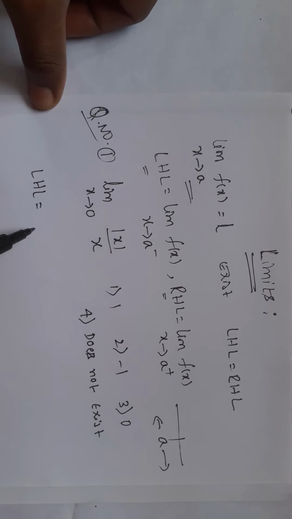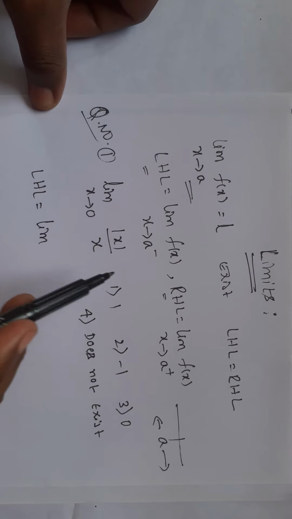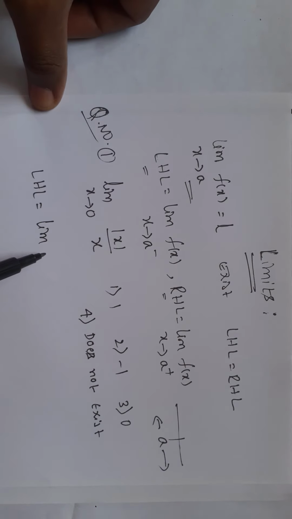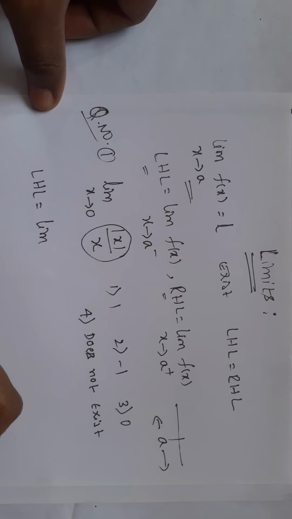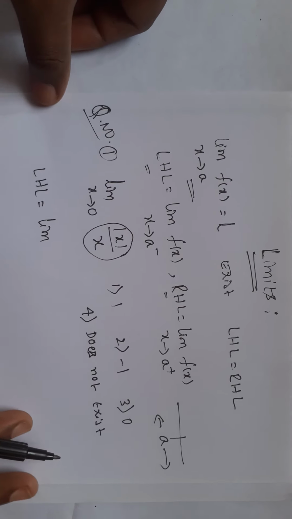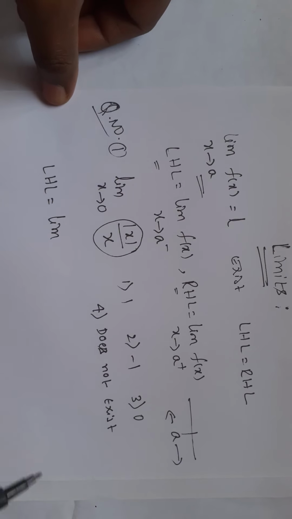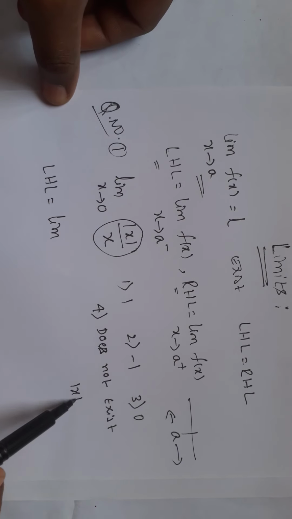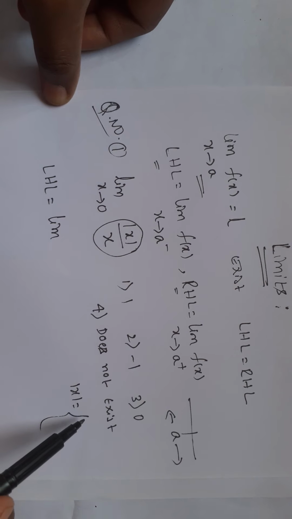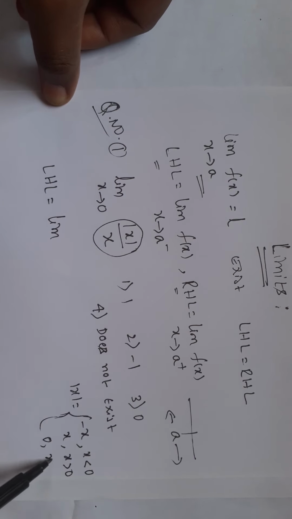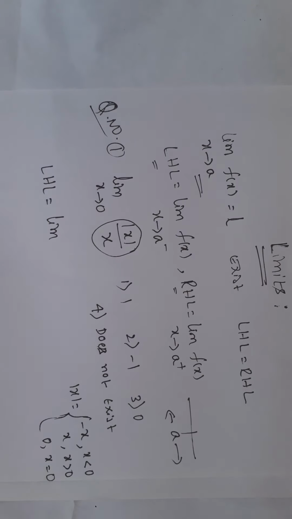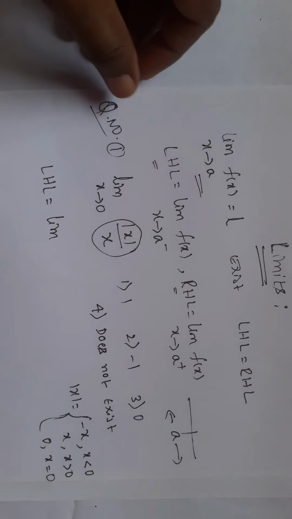Find LHL first. LHL is limit f of x as x tends to a minus. Here the function is mod x by x and a approaches 0, so I'll use LHL for this. For that I should know the definition of mod x, which all of you are familiar with. Mod x is minus x for x less than 0, plus x for x more than 0, and 0 for x equal to 0.